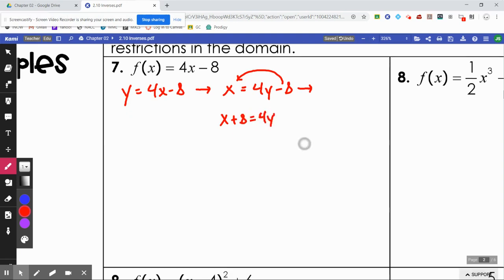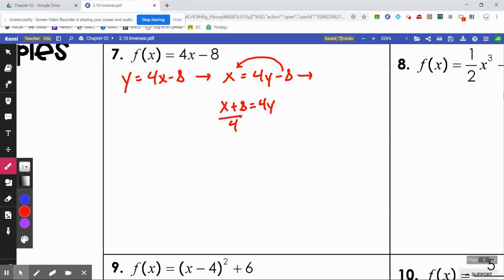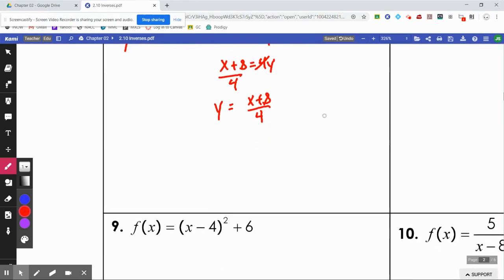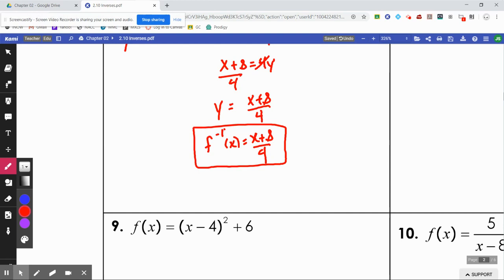We then get rid of the 4 by dividing by 4, and you get y is equal to x plus 8 divided by 4. And now instead of writing it as y equals, that is the inverse. f inverse is equal to x plus 8 all divided by 4, and that's it. Now, is there any domain restrictions? No, because you don't have to worry about any kind of division by 0. You don't have to worry about squares or negatives.